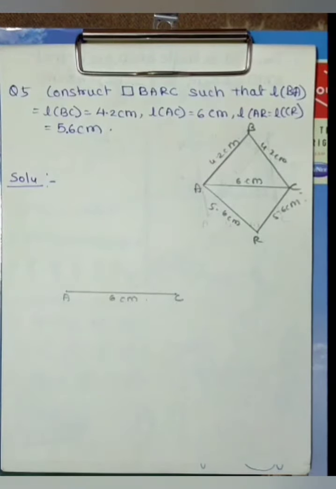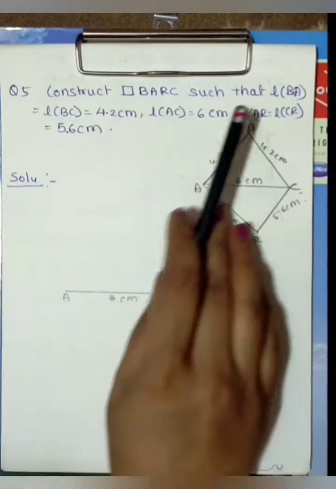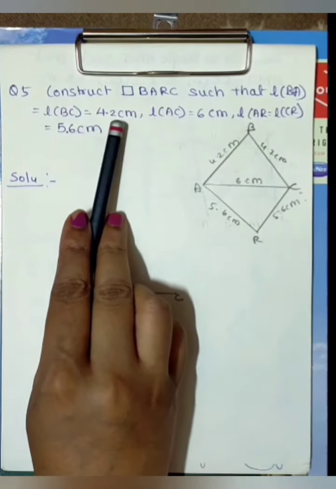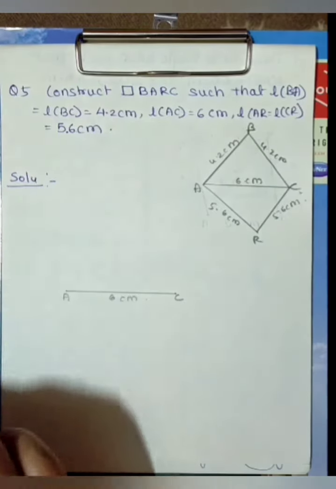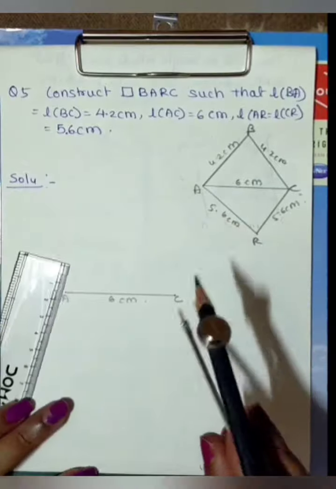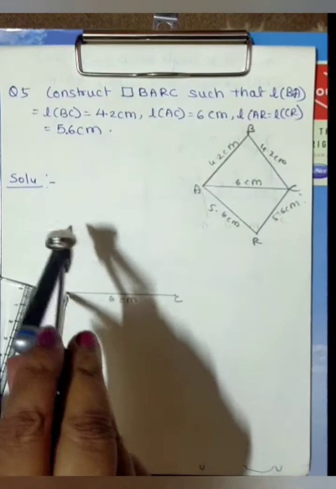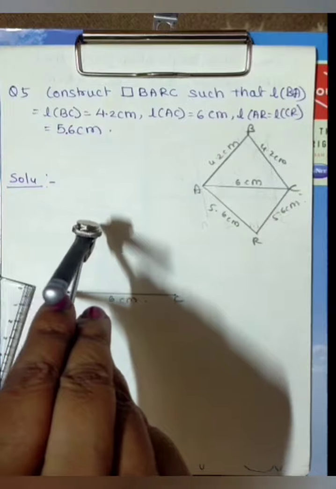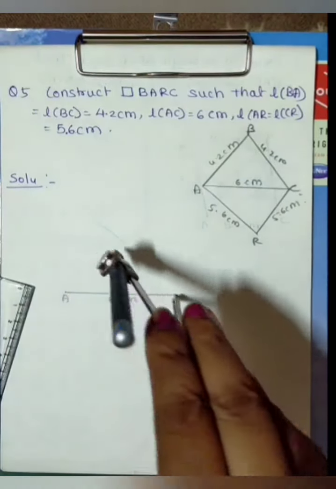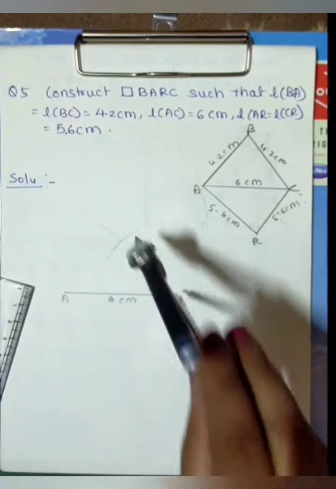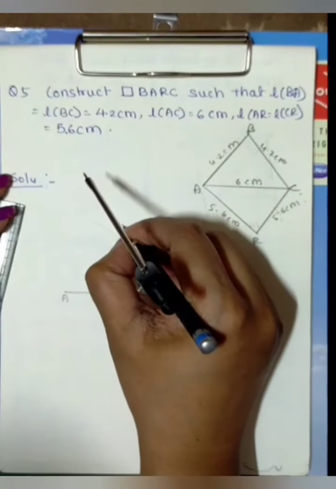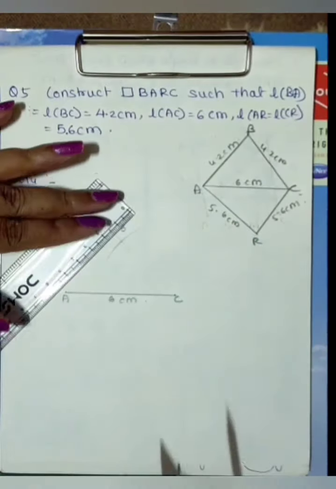Now what is given here? BA and BC length is 4.2 centimeter. So we'll take 4.2 centimeter in the compass. BA and BC is given 4.2 centimeter, so we'll draw arcs from both sides. We'll get point B here. Now we have to join these points.